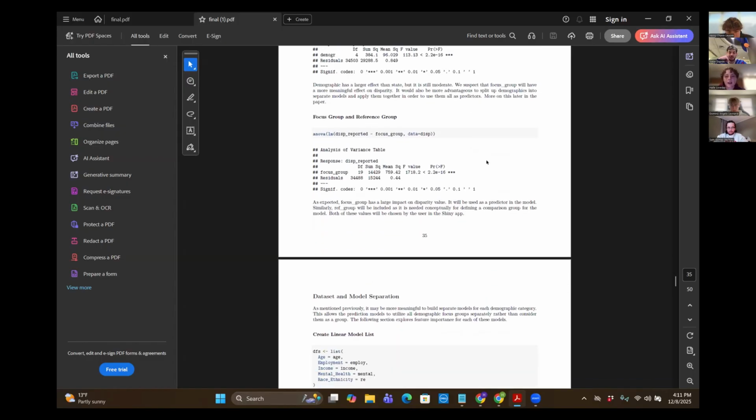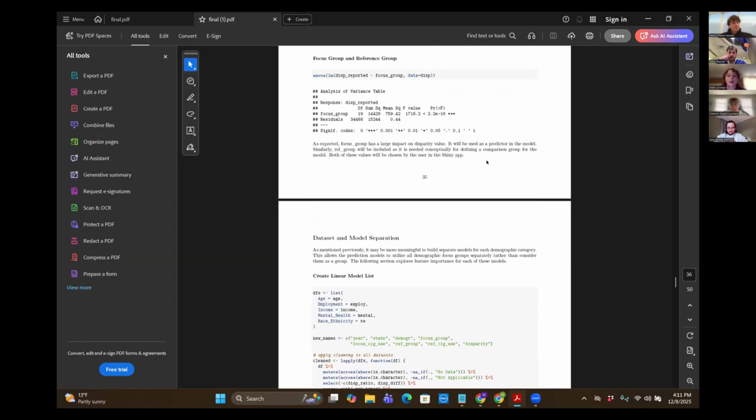As for focus group, it had the largest effect on disparity, absolutely. So it will definitely be used as a predictor in the model. Similarly, reference group would show the same thing and is needed conceptually for defining a comparison group with the focus group. That way we can predict disparity more accurately.